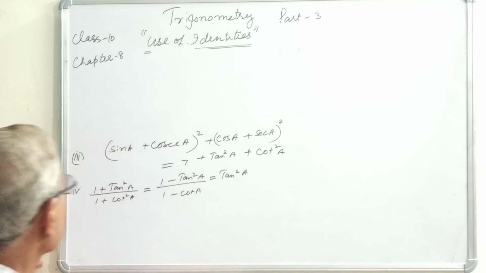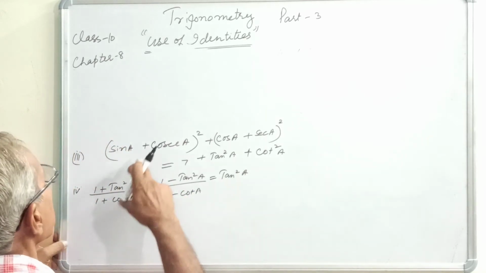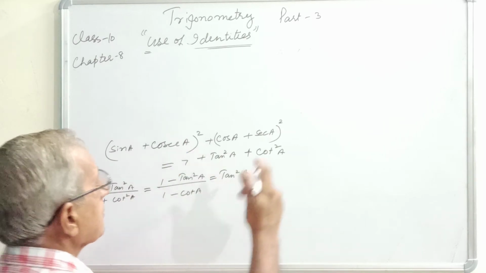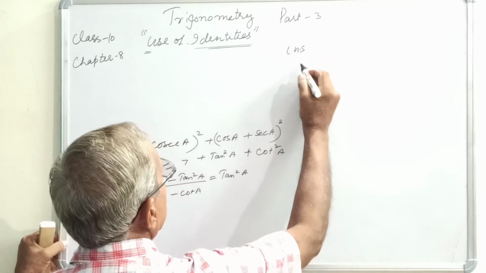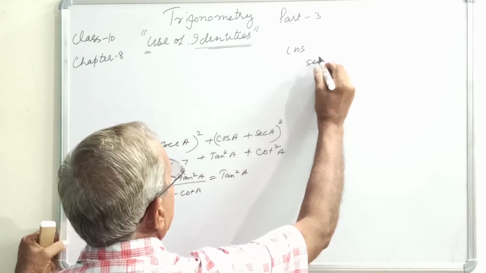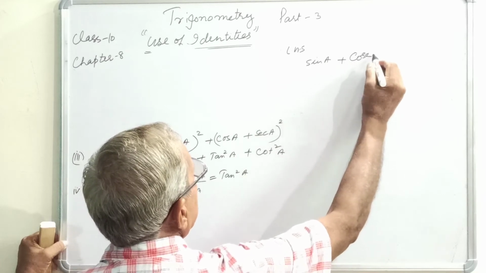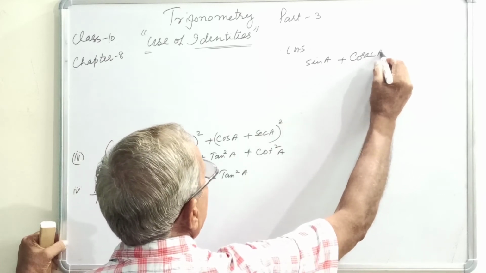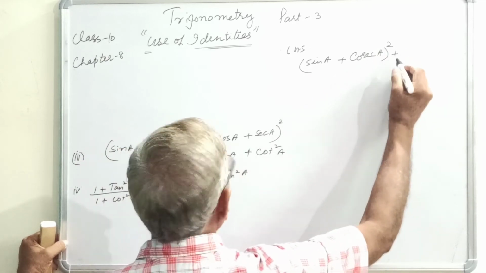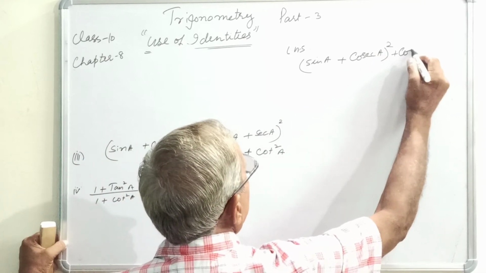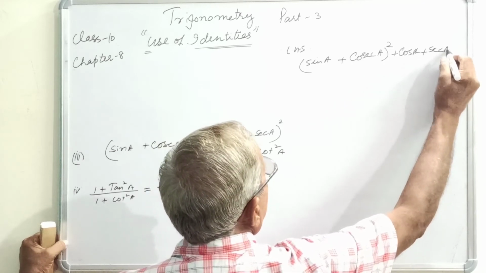Next part is sin plus cosecant A, sin A plus cosecant A whole square. The left hand side, sin A plus cosecant A whole square plus cos A plus secant A whole square.